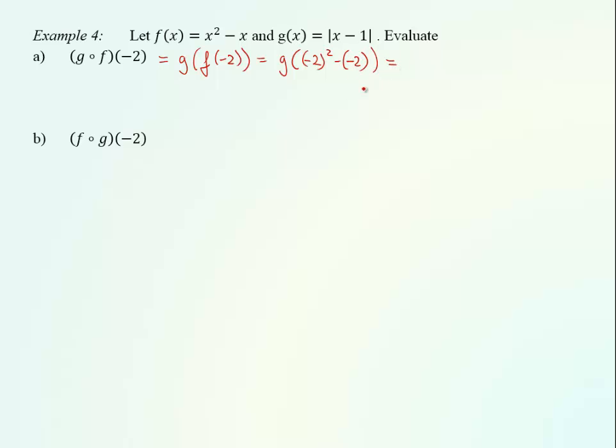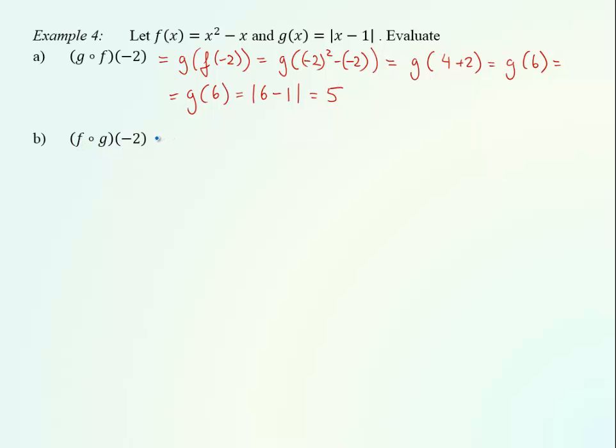Now evaluate this. That will be g of 4 plus 2, which is g of 6. And now I know what g of 6 is by plugging 6 inside the g function, which is 6 minus 1 in absolute value, so it's really 5.